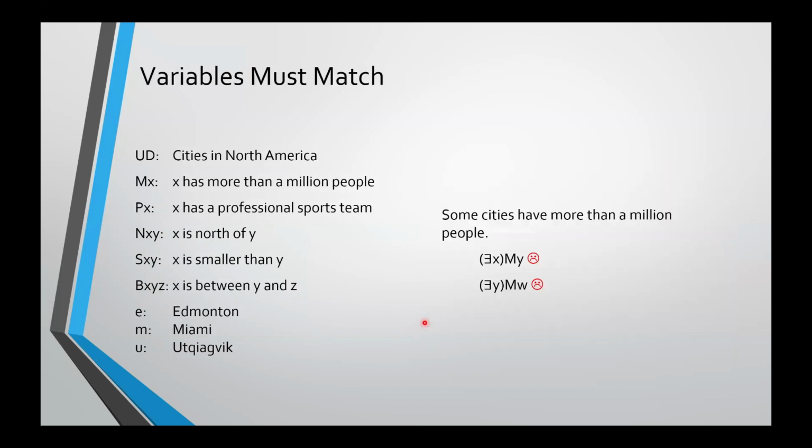What does matter is that the variables have to match. So the variable in the quantifier has to be the same as the variable in the predicate that it's quantifying over. There is an X, M, Y with mismatched variables, or there is a Y, M, W, right? Because of the mismatched variables here, you can't interpret these inner formulas in this. And so these are actually not even sentences of PL.